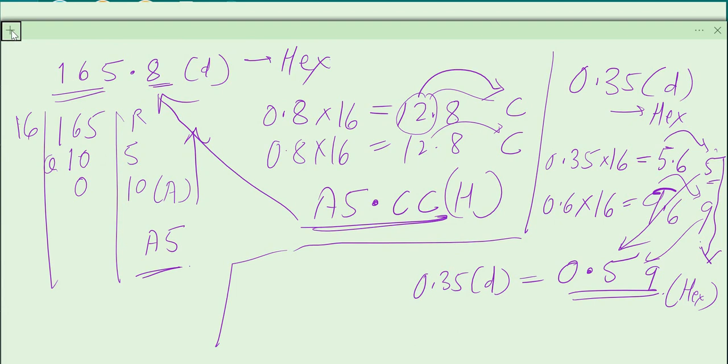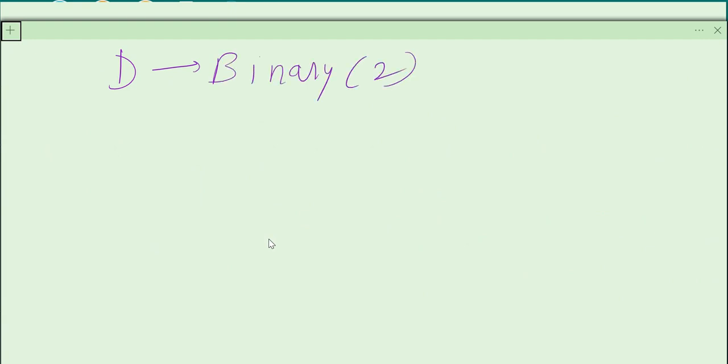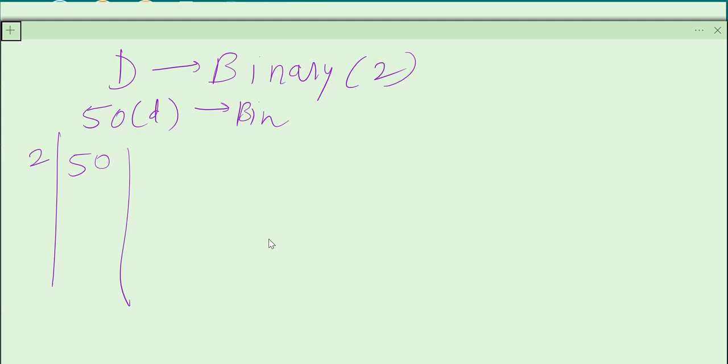Exactly the same method will be used for the conversion from decimal to binary also. In case of binary, the base is 2, so we have to divide everything by 2. Let's take any number. Suppose the simplest number is 50. Let's take 50 decimal and convert into binary. So 50 divided by 2, go on dividing by 2. 50, quotient is 25.